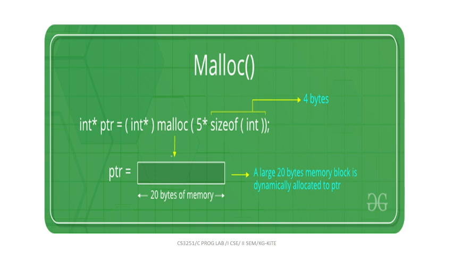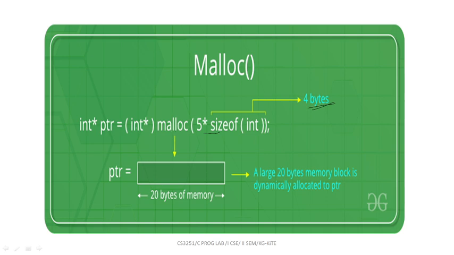You can imagine malloc of 5 star size of int. How many bytes does an int occupy? 4 bytes of memory, but it is compiler dependent. In modern compilers integers occupy 8 bytes of memory, whereas in regular compilers an integer occupies only 4 bytes. So to store 5 integer numbers, we need 5 into 4 bytes, that is 20 bytes of memory, allocated during the runtime by the malloc function.